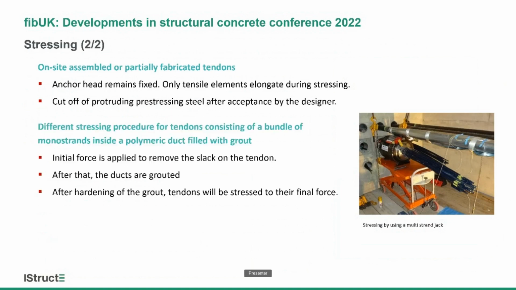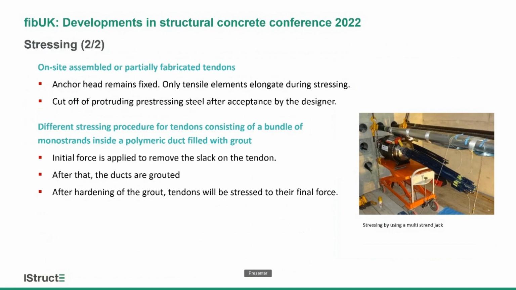Now we have a special case, and I mentioned this, these are the tendons using monostrands and having grout in between. So here typically you stress the tendons to an initial force, typically 10 or 20% of the final force, to remove the slack of the tendon. And after that, you grout it. Once the grout is hardened, then you stress it to the final force.